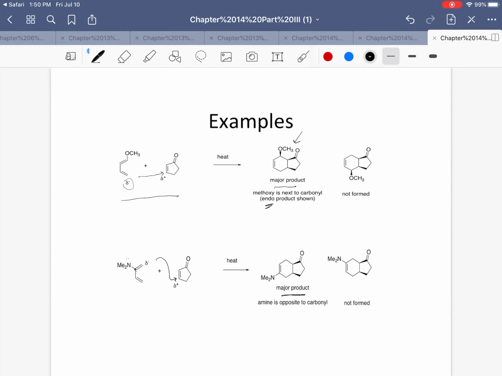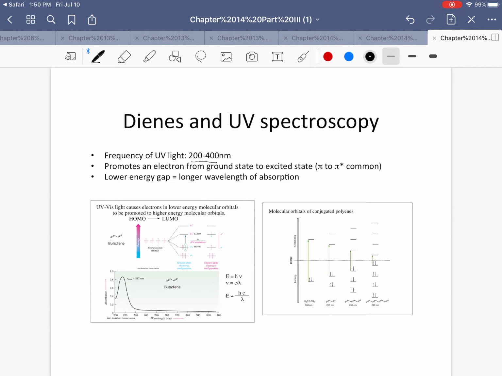Just a little bit on UV spectroscopy. So the frequency of UV light is 200 to 400 nanometers. And what happens when you shine UV light on an organic compound is it promotes an electron from ground state to excited state. And one of the most common transitions is a pi to pi star. So there's an energy gap between those orbitals, and the lower that gap, the longer the wavelength of absorption.